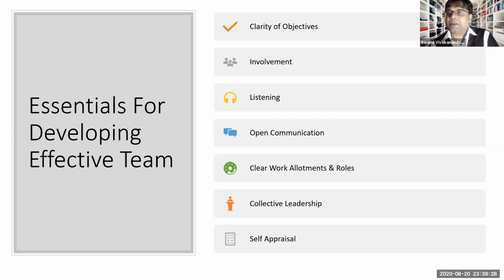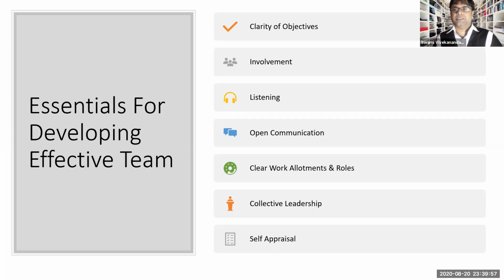Next one is collective leadership. In a structured group, there will definitely be a designated leader. However, everybody can play the role of a leader at some point in some of the activities. Maybe in some activities one group member is the best, so we say okay, fine, for this project, for this area, this person will be leading. So that is called collective leadership.